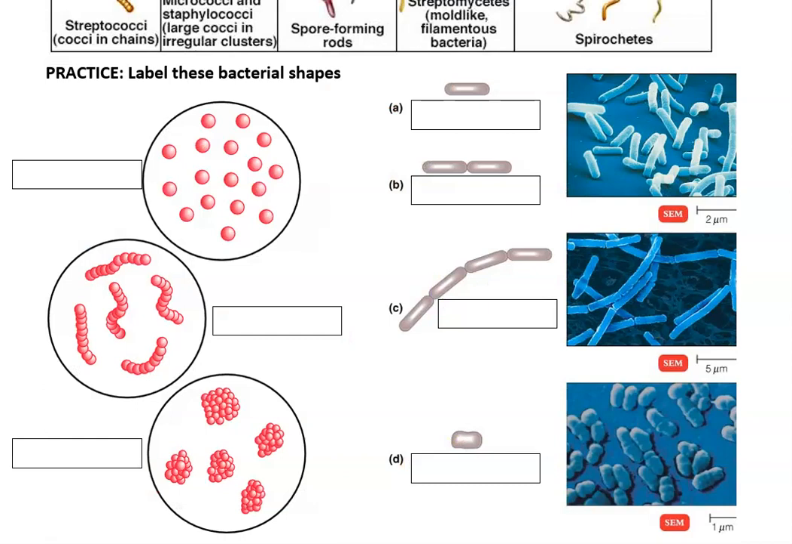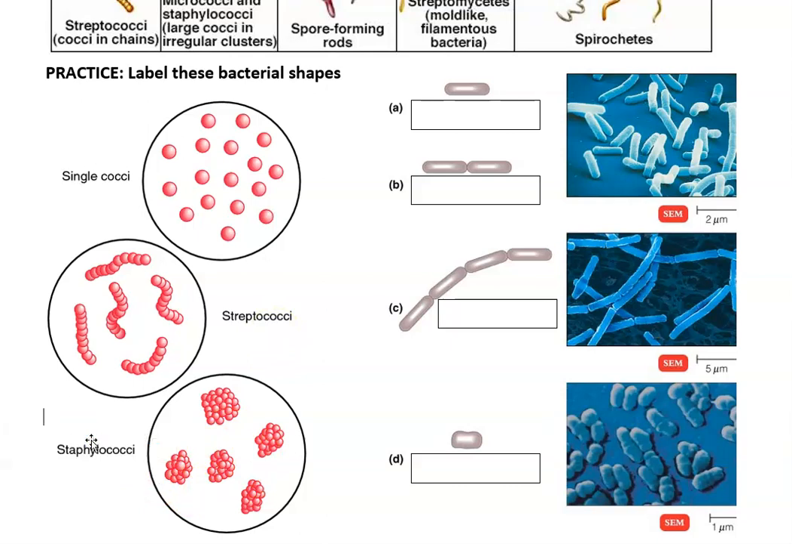So take a couple of minutes and practice labeling these different bacterial shapes. Okay, let's see how you did. These are just individual circles of bacterial cells, and they are called single cocci. These are round cells, but they're in a chain, so they're called streptococci. These are round cells in clusters, like in different irregular shaped clusters, and so they're called staphylococci.